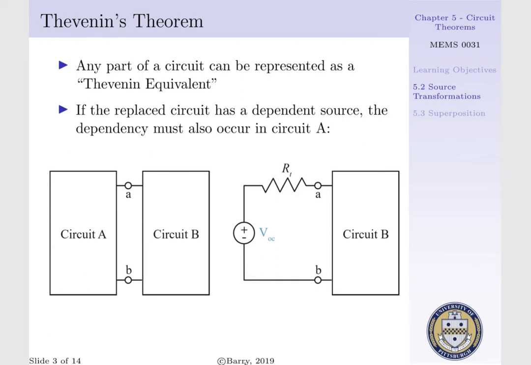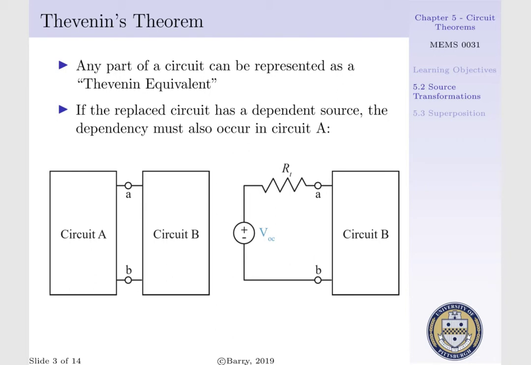Thevenin's theorem states that any part of a circuit can be represented as a Thevenin equivalent. For example, consider circuit A connected to circuit B at terminals A and B. We can replace A via a Thevenin equivalent, where we have an open circuit voltage source and a Thevenin resistance.